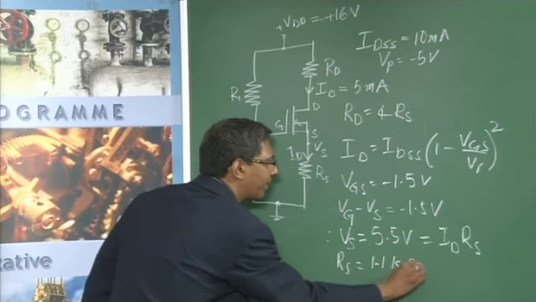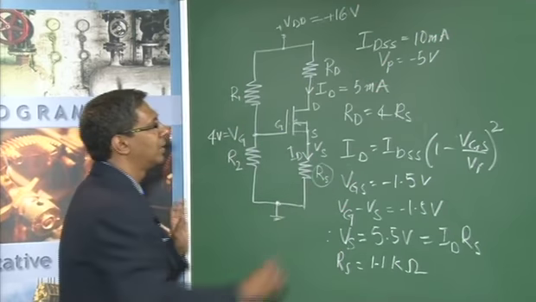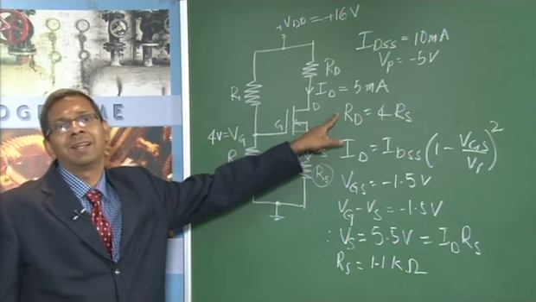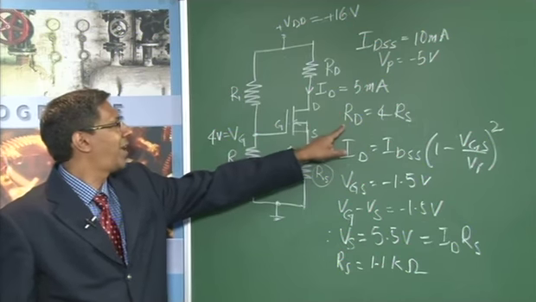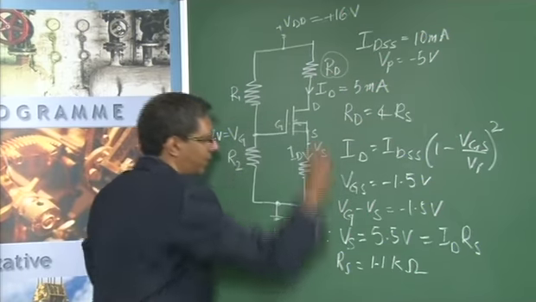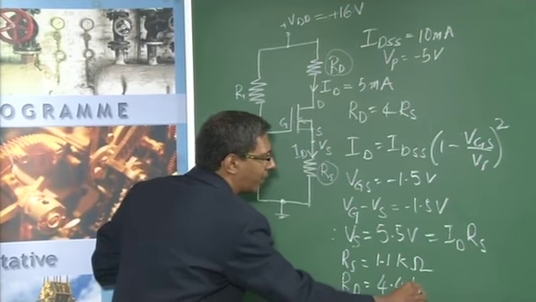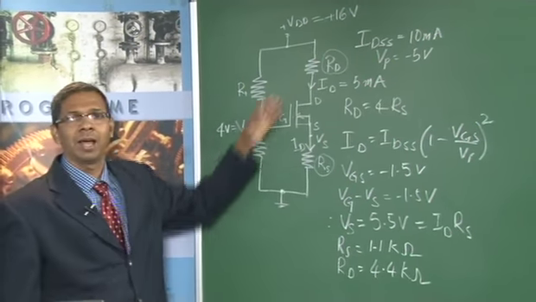1.1 K. Once RS is known, I am done with this. What is the next? Use this design assumption given to us. You have to take RD as 4 times RS. So RD is also known. We can write RD as 4 times RS, which happens to be 4.4 K. So I found out RD, I found out RS.